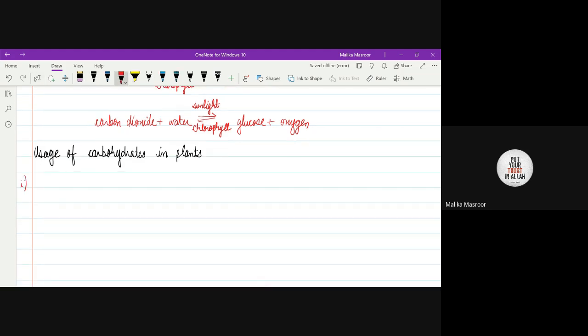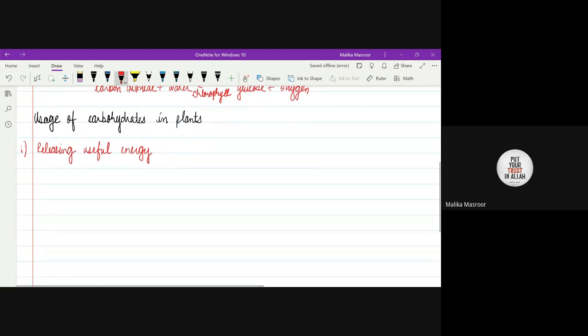Firstly is releasing of your useful energy. You know that some of the glucose is used by the plant itself for various activities. Obviously, they respire as well, right? So energy is released from glucose by respiration. Just like we do. So similar to that, plants also do that.